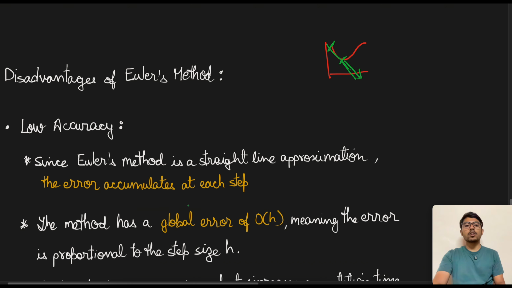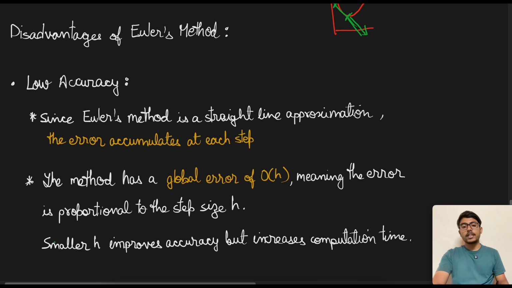Next, the method has a global error of order O(h), meaning the error is proportional to the step size. It is very clear that if we reduce the step size, then the behavior of the function will get more described by the small line segments that we draw at each step, and therefore Euler's method may prove to be a better solution. But as we know, if we reduce h, it will sharply increase the number of steps that we will need to reach the destination point t, right? And this will ultimately increase computation time, which might not be desired in your application.